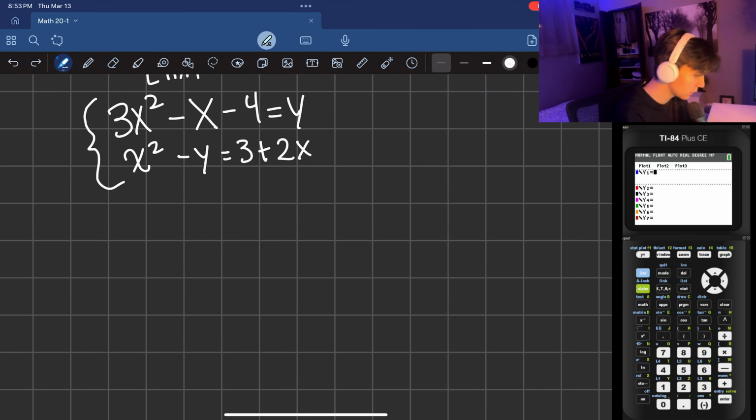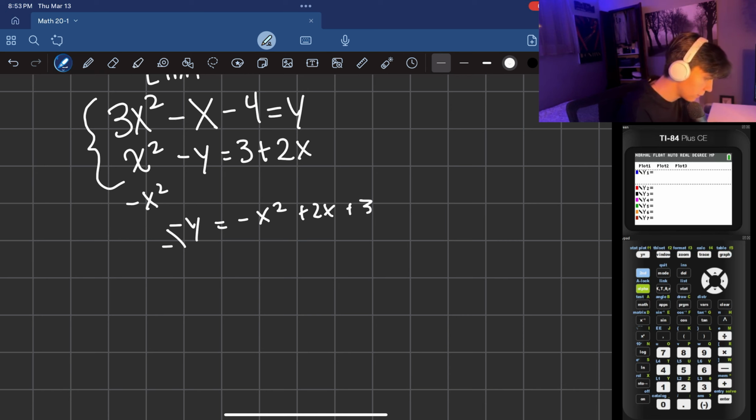So the way we can do this is I'm just going to subtract x squared here, and then you get negative y is equal to negative x squared plus 2x plus 3. And then you divide everything by negative 1 to isolate y on its own. And y is equal to x squared minus 2x minus 3.